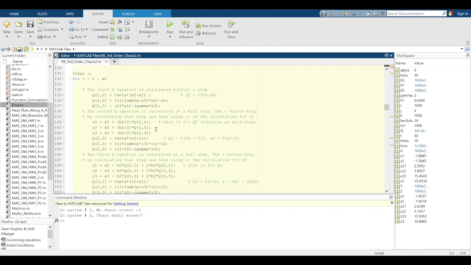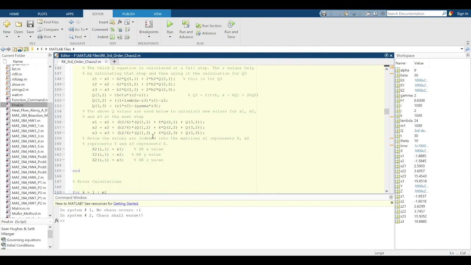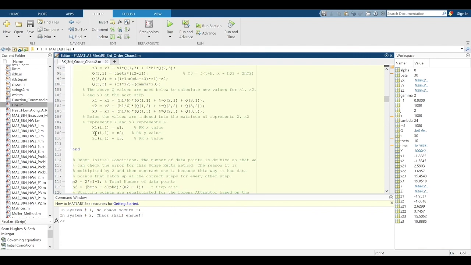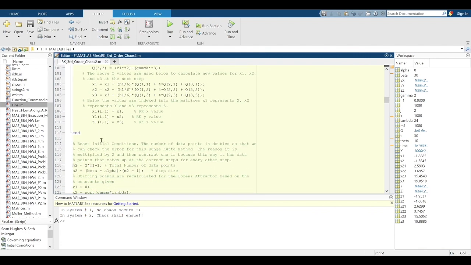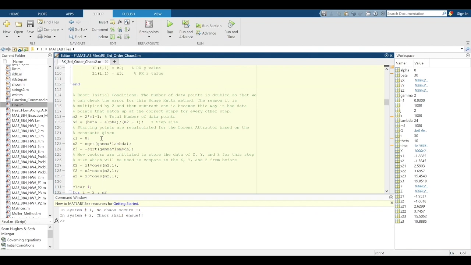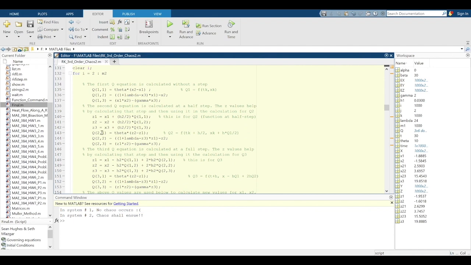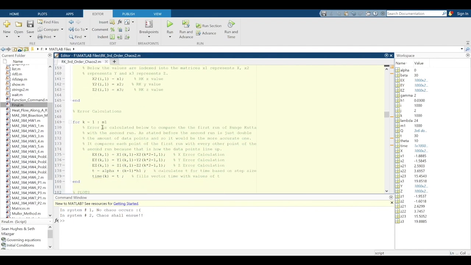After it's gone through and calculated this second for loop, it has all of those values stored in these x vectors. So we have x2, y2, and z2, and up here, we have x1, y1, and z1. The only difference between these is the step size. And so it's going to use the same differential equations, the same method.